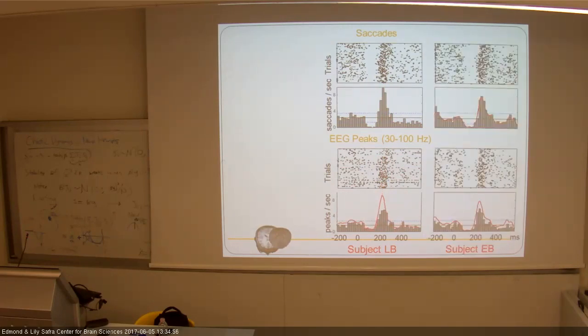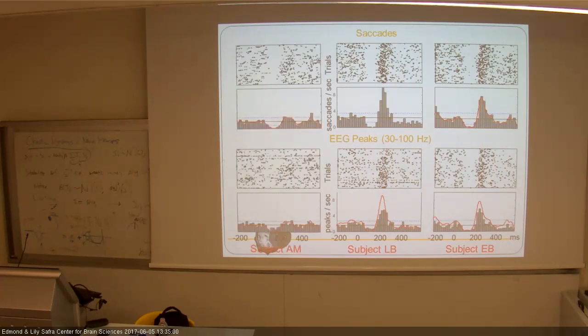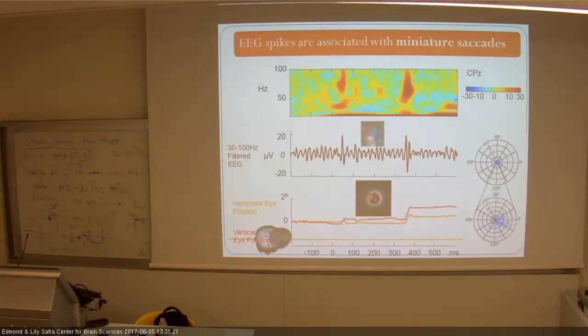And if you take another subject, you see the same thing, and another subject which doesn't have so much increase in saccades after this break, they also don't have an increase in the spikes in the EEG. So all this together led to the conclusion that these spikes, which create this high frequency activity, are actually saccades. Okay, they are not neural activity.